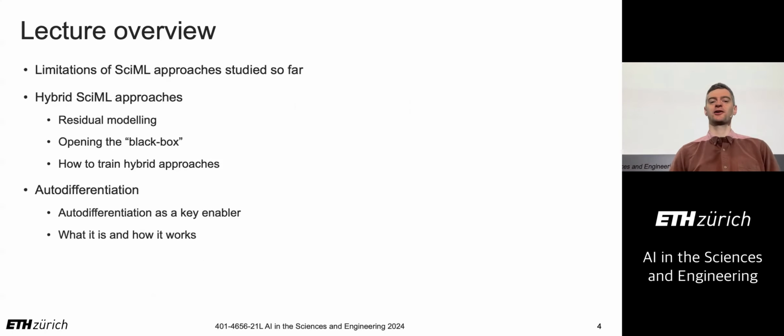So how does this lecture look? I'm first going to start with a recap of the limitations of some of the SciML techniques that you've seen so far, and in particular, physics-informed neural networks and neural operators. And after we've discussed those limitations, hopefully that will motivate why we want to use these hybrid scientific machine learning approaches. I'll go into much more detail about what a hybrid approach is, the different types of them.